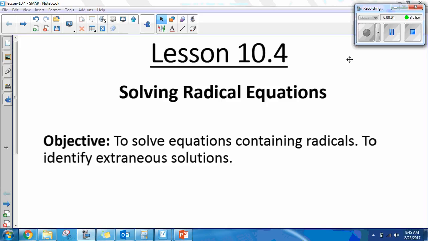This is lesson 10.4, solving radical equations. Your objective is to solve equations containing radicals, and also to identify extraneous solutions.